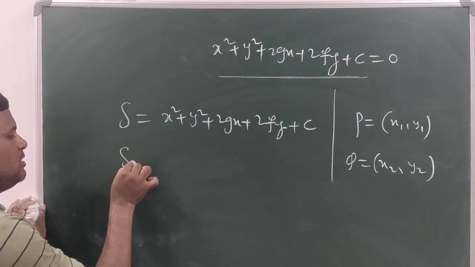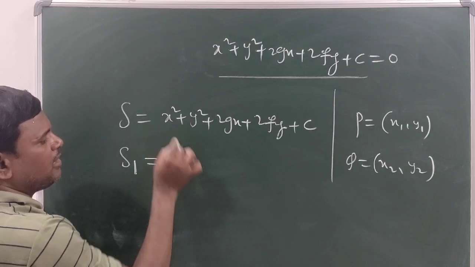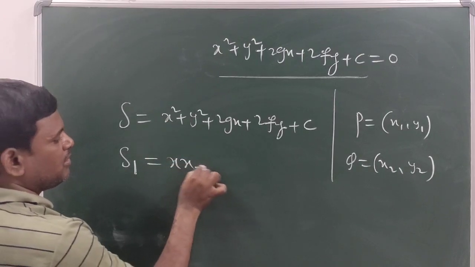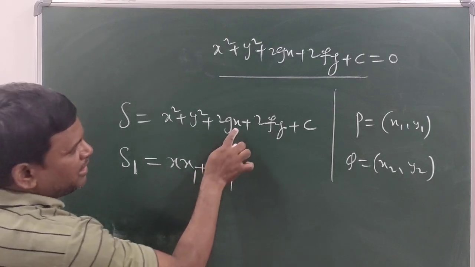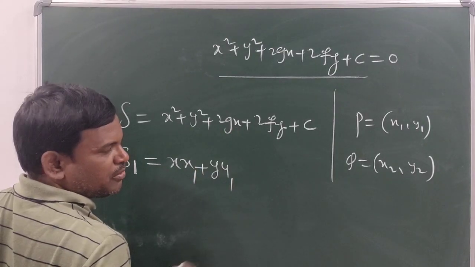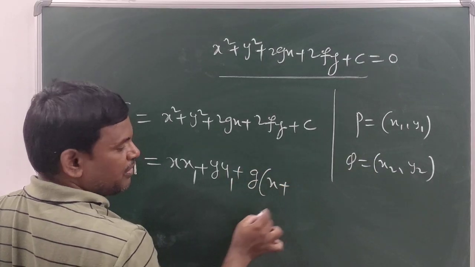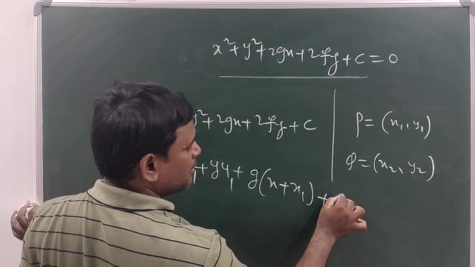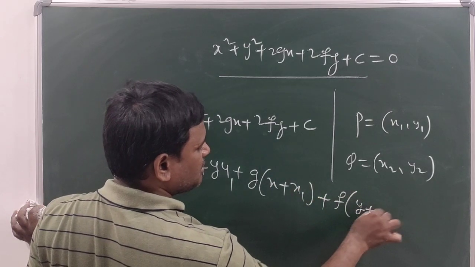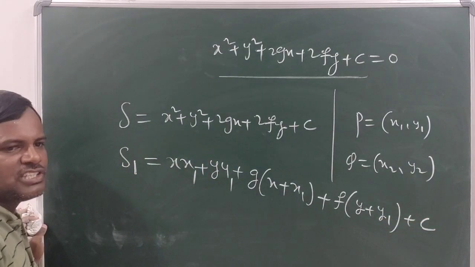Suppose you want S1. See here, S1 means the second degree term x square should be written as xx1. This y square also should be written as yy1. Here the x coefficient 2g is there, no? Take half of it, g into (x plus x1), and take half of it, f into (y plus y1), plus c. So this is S1.